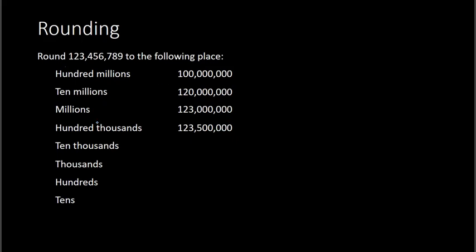To the 10,000s place, we're going to look at the 6, which would be the thousands place. So the 6 is bigger than 5, it's closer to 10, so I'm going to round up, so this 5 would round up to a 6. So this would be 123,460,000.